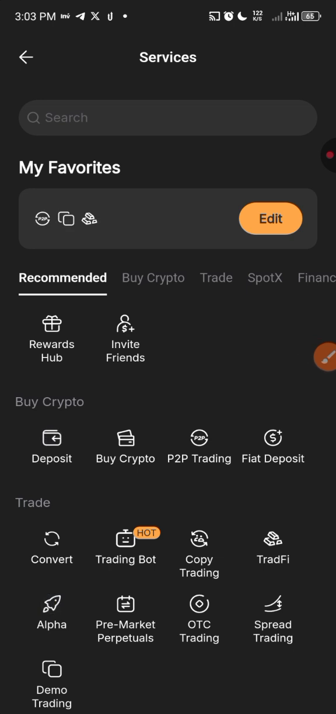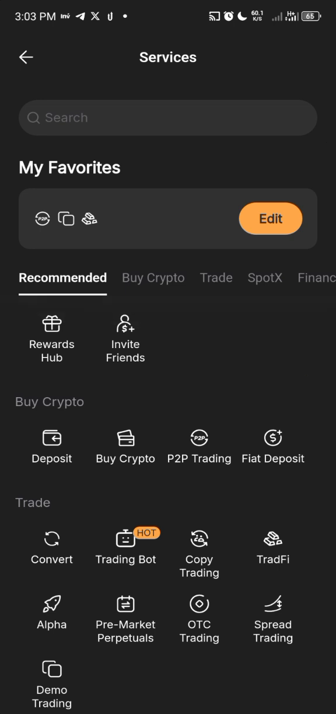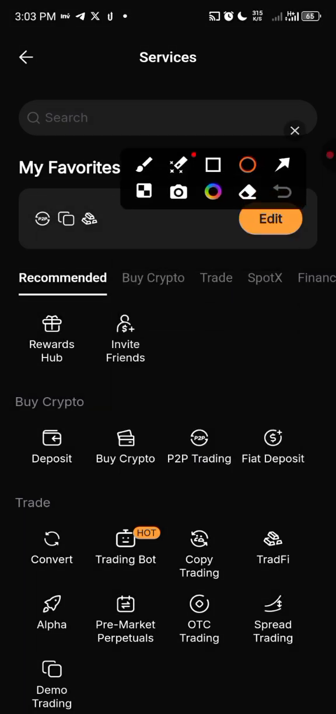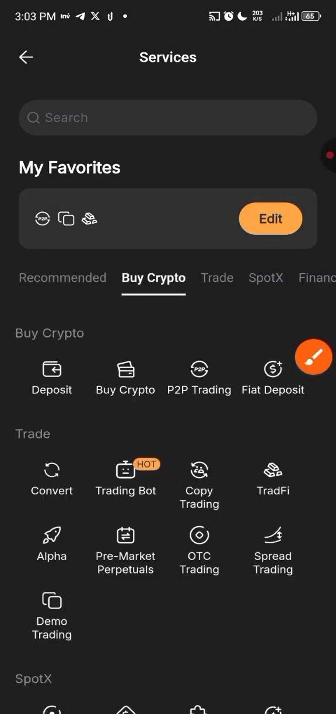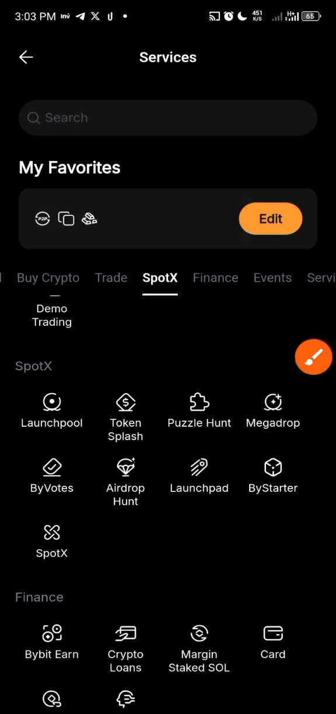Now once the services open like this, let me show you all of them. You can see recommended, reward hub, and invite. You understand? You can see buy crypto. If you want to buy crypto, if you want to trade using P2P, if you want to deposit, that is where you have buy crypto. Then the next one is trade. You can see trade right there. Now you can see Spot, Sports X. You can see this is for sports.